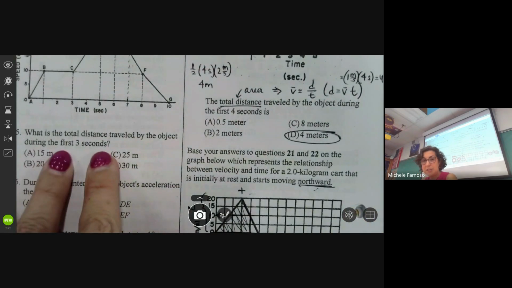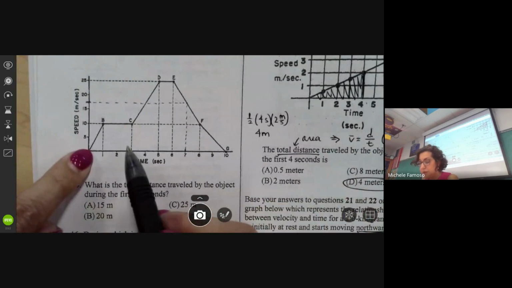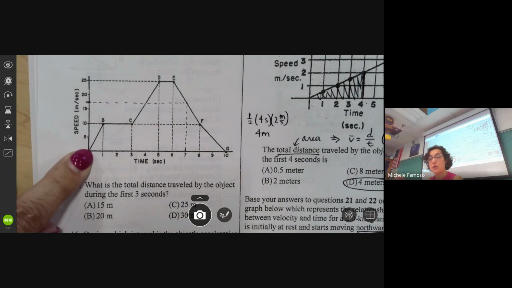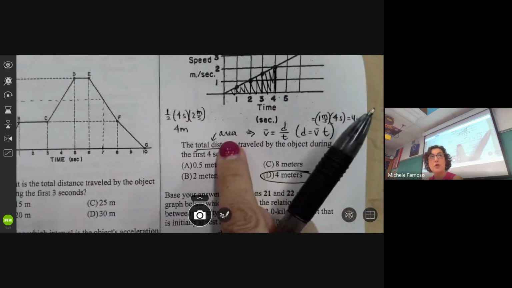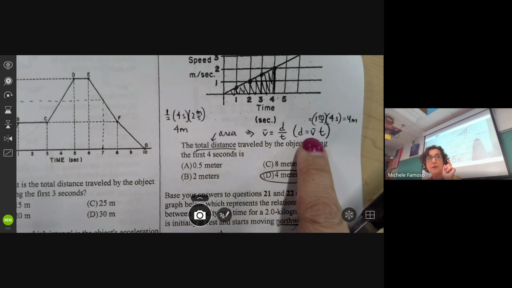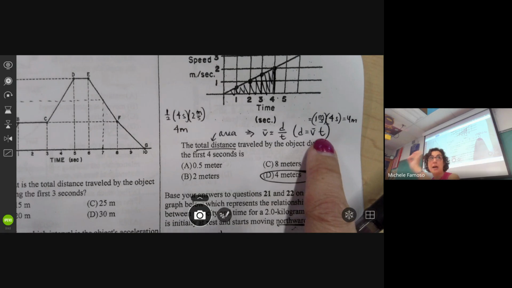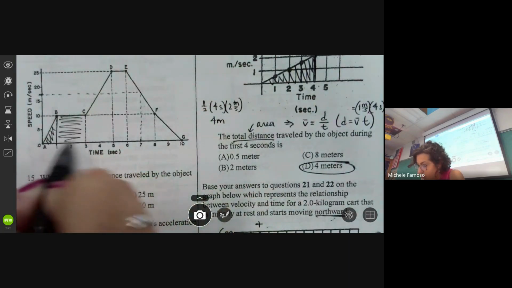Yep, same idea, except in the first 3 seconds, notice that we have 2 different shapes. So you have to use that method for each shape and add them together, either the area for each shape, or distance as average speed times time for each time interval, because you have 2 different lines. I'm just going to do area. In the first 3 seconds, I have a triangle and I have a rectangle.